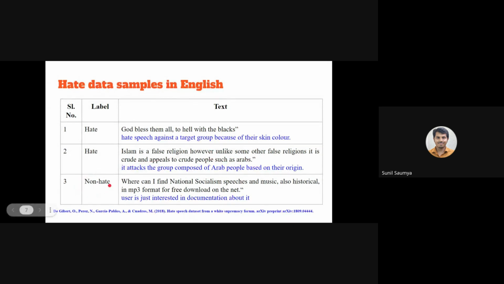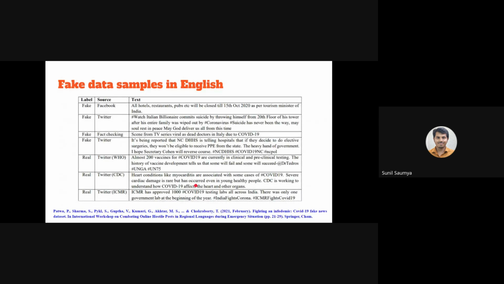And the third sentence: where can I find National Socialism speeches and music and historical material in MP3 format for free download on the net? This is not hate speech, although there are words like National Socialism. This is a non-hate category, right? So this is an example of hate and non-hate. Similarly, you can see the data set samples for fake and non-fake and their source. These are the data sets which I have taken from this particular paper.